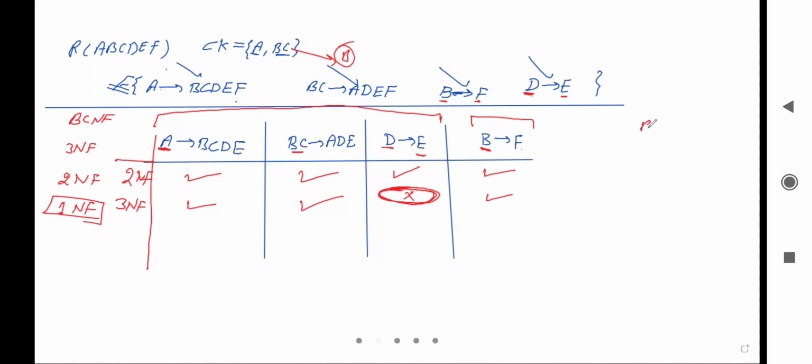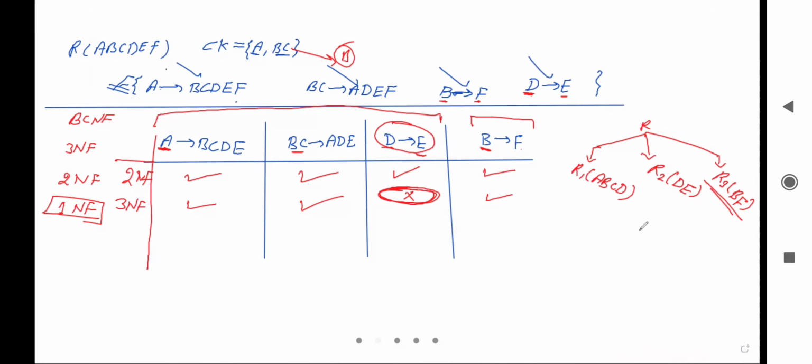Now we can divide this relation R into three sub-relations. The first one is R1, which is A, B, C, D. R2 is D and E, because of this one there is a problem, so it is D, E. And R3 is B goes to F, means BF. This is what R3 is, right?